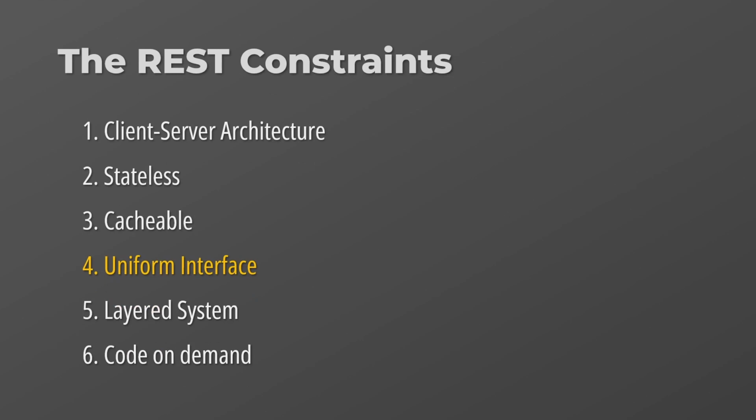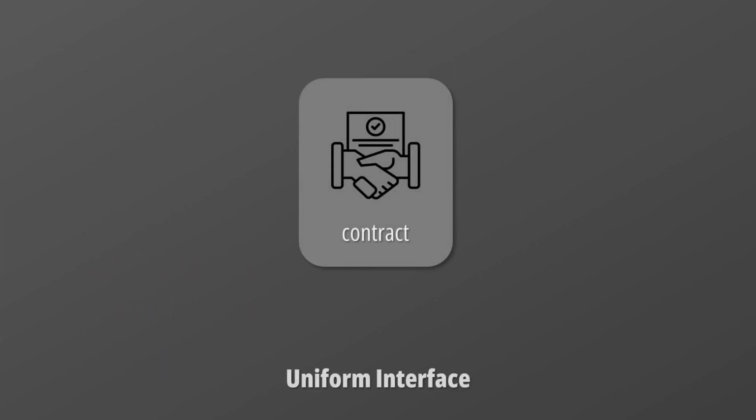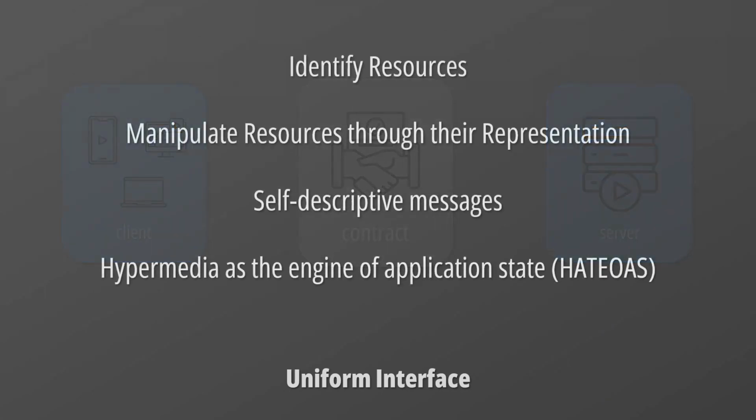The uniform interface is where the contract portion of the API takes shape. The goal is to have server and client communicate without sharing their implementation. The server could be Java, while the client could be JavaScript. But that's irrelevant because what matters is that they exchange information in a standard way. To create a uniform interface, we need to do the following.